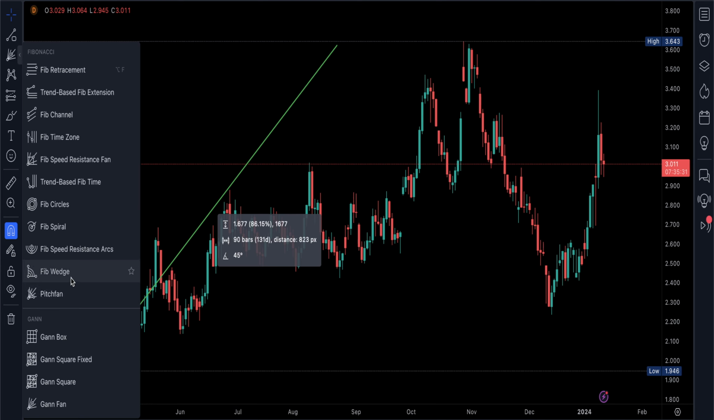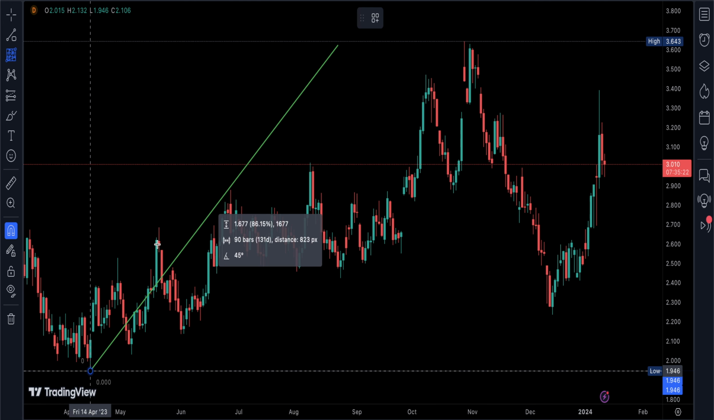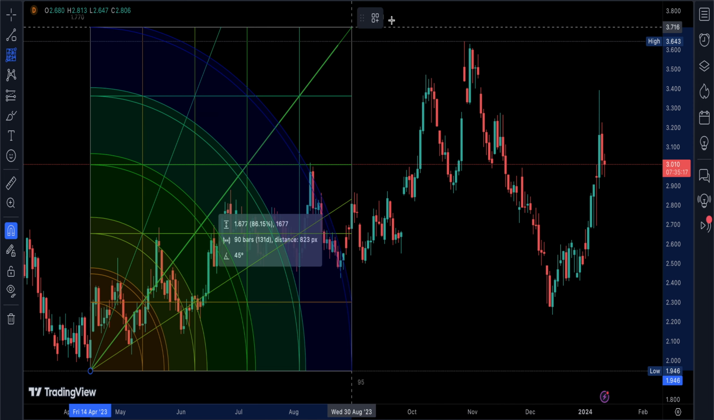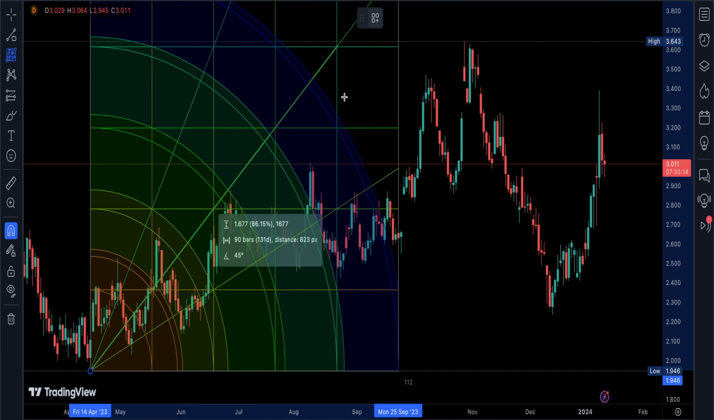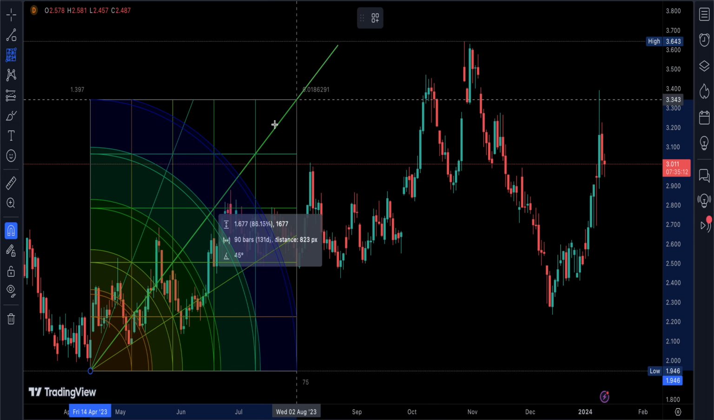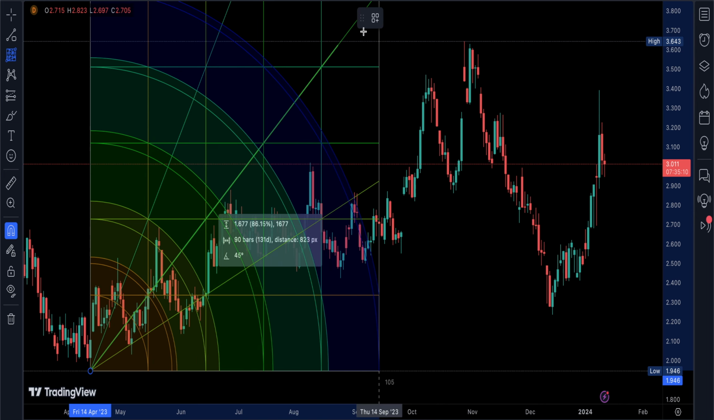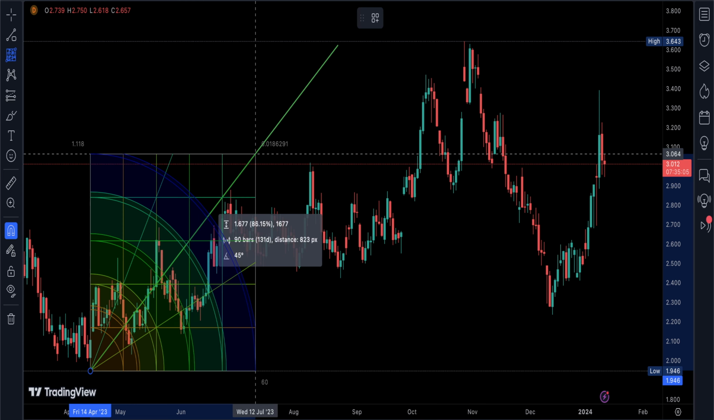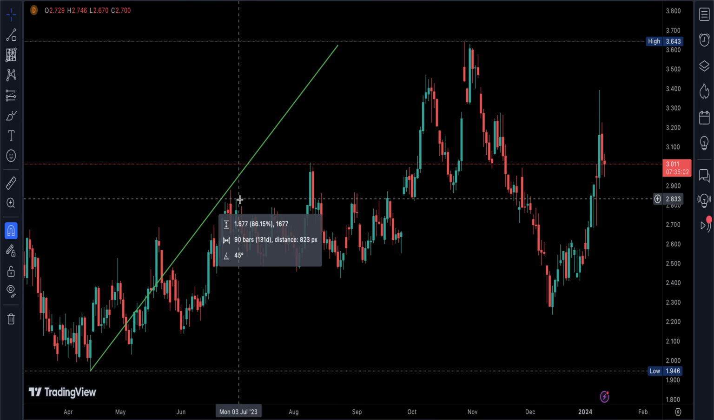You could do the pitchfork. We could also experiment with the Gann square. Let's see this here. I know I'm going to have to mess around with the weekly because I'm already running out of space to go higher. So I could delete that. Maybe we could use the fixed Gann square.